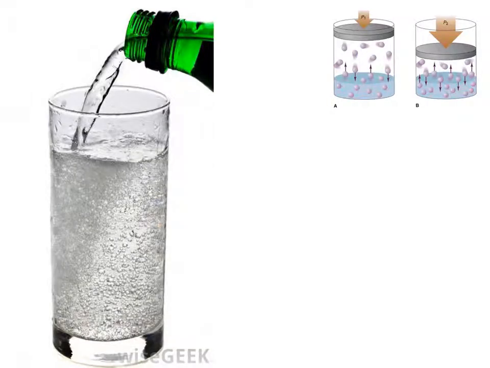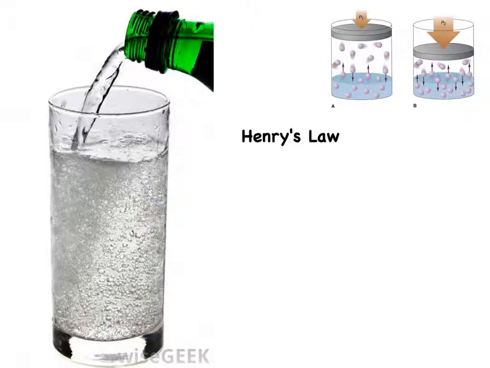Think about a bottle of soda. It's pressurized to keep the fizz in. When you open up the bottle, you release the pressure, and the carbon dioxide bubbles out. This relationship is described by Henry's law, which states the solubility of a gas increases in direct proportion to its partial pressure above the solution, where K is a proportionality constant.